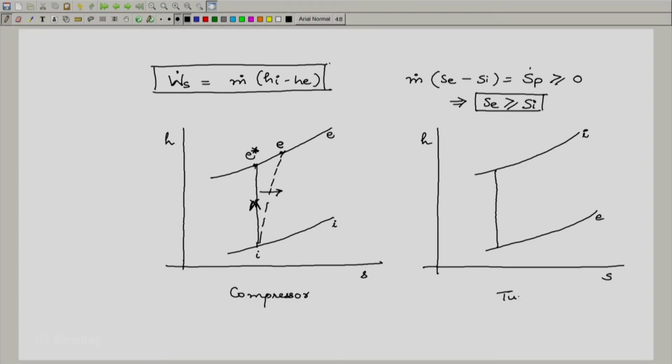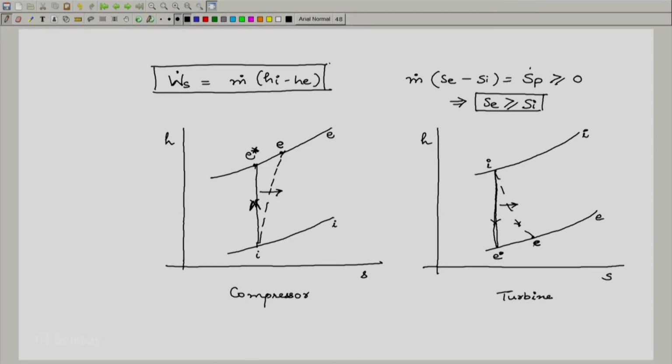Now, if we were considering a turbine, then the inlet is here, the exit is here. This is the ideal exit state, which is at the same entropy as at the inlet, and hence I would have come here. And if it was a real process, then I would have gone towards increasing entropy, and hence the real process would have been something like this, and you would have reached here. This E is the real exit state. Hence, these are two common HS diagrams that you will often notice for a compressor and for a turbine.